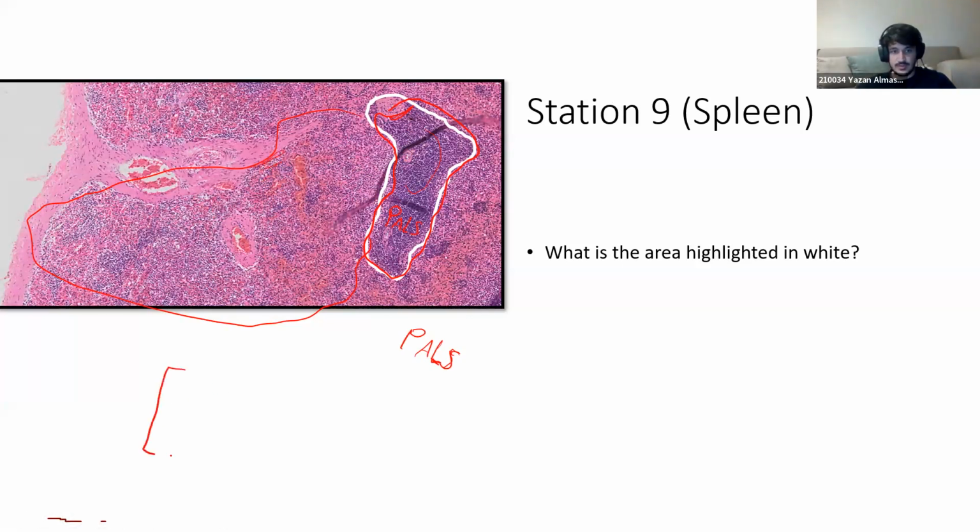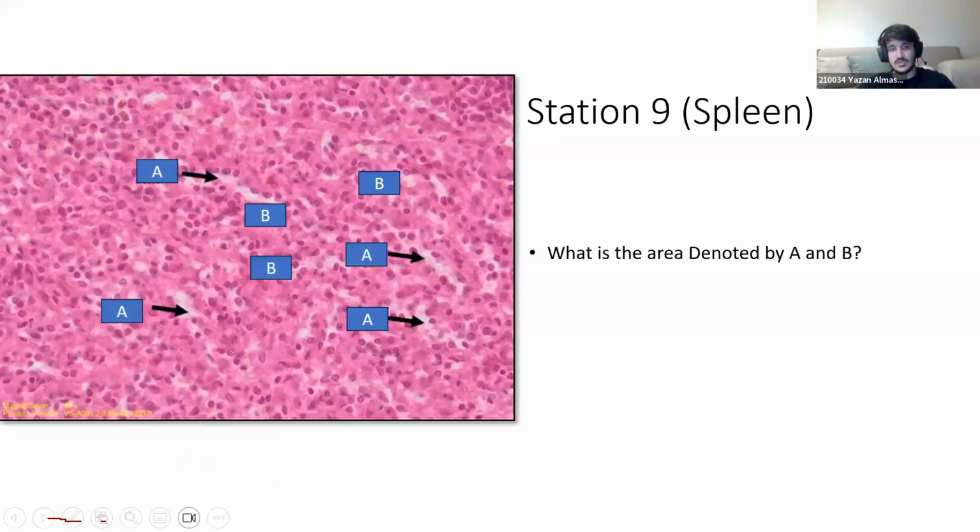We have cords, and we have sinuses. So cords are made from cells. And sinuses are simply, so this is a sinus and this is a cord. This is a cord, this is a sinus, this is a cord. The sinus is simply the gap between them. Okay? So let's go to this picture.